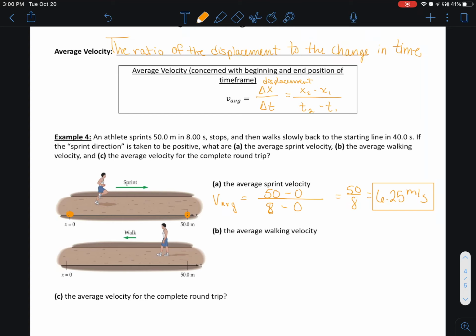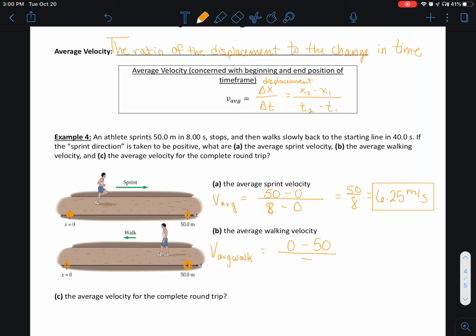Now let's do the walking velocity. All right. So for the walking velocity, so velocity average, I'm even going to put walking here just to really give it some good labels. I am going to find his beginning. So when he is walking, he starts here at 50. So that goes here. He goes to position 0 because he's starting at 50. He's going to 0. And we're going to say like time.